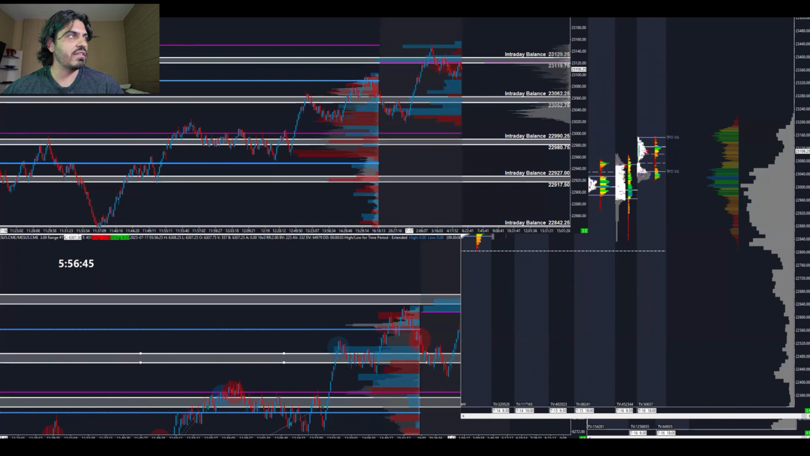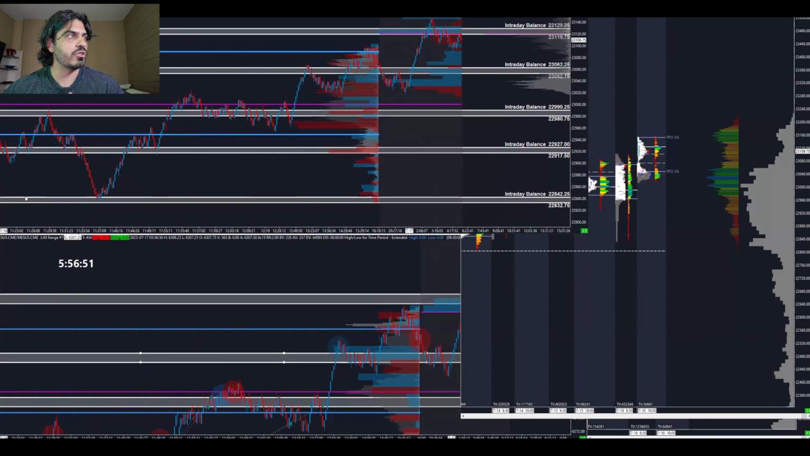So for instance, if we look at delta and the creation of delta, we see obviously down into some of these major areas, it doesn't look super clean right now, but the creation of absorption of delta into an auction low.